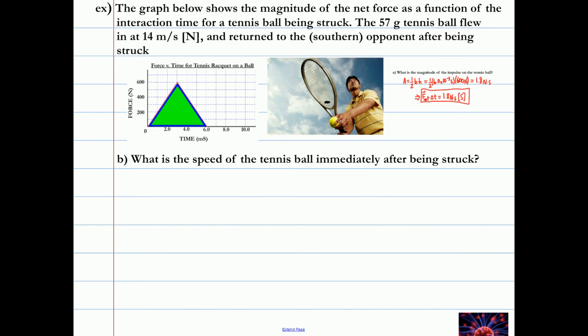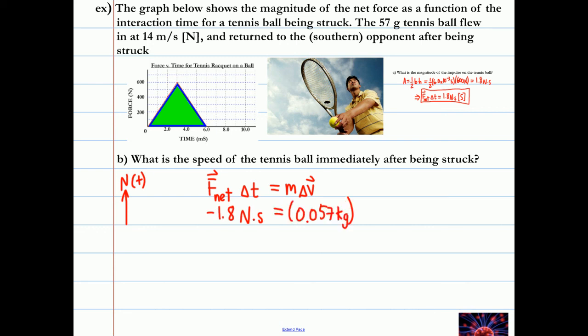So part B is asking for the speed of the tennis ball immediately after it's been struck. All right, so we'll define the north direction as positive and use this formula, which is on your formula sheet. So F net delta T is m delta v. So we found the impulse from part A. Slap a negative sign on that because it's going towards the south.